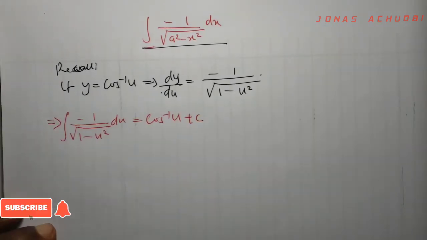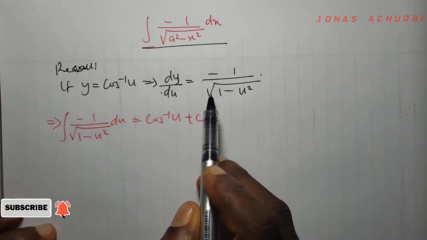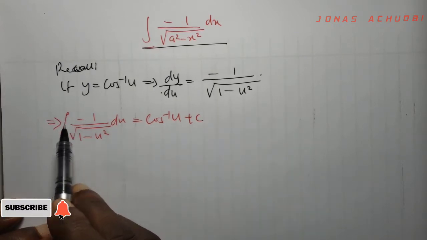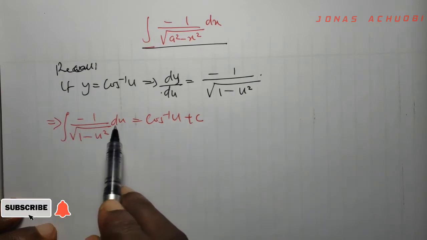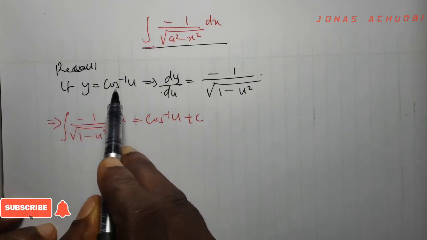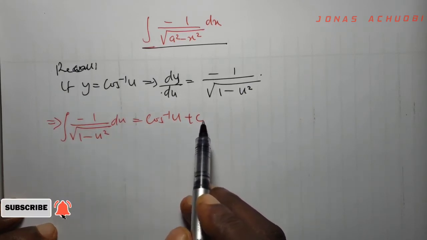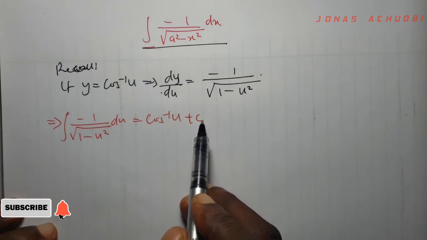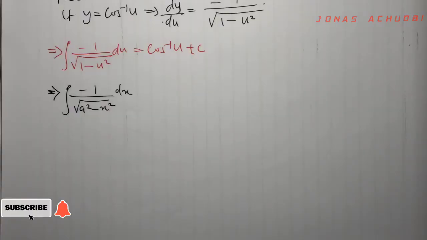So it implies that since integration is the reverse of differentiation, the integral of this function, -1 over the square root of 1 minus u squared with respect to u, must give us what? The cos inverse of u plus C, our constant of integration. So we're going to make use of this idea to integrate the function given to us.